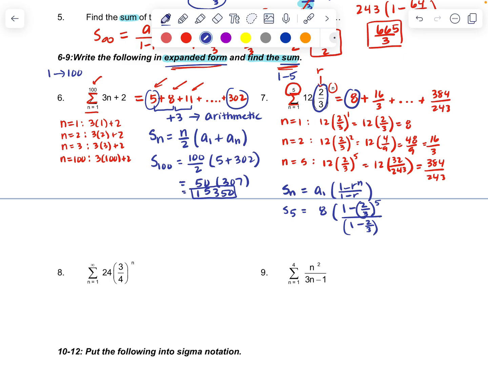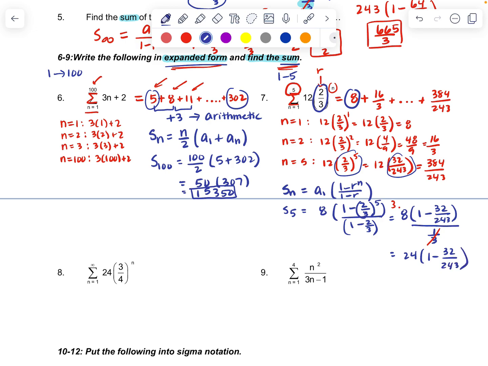And again, let's help our calculator out a little bit. So this is 8 times 1 minus, we already did this, 2/3 to the 5th power right here, right? So that's 32 over 243, and then divided by, and this guy 1 minus 2/3 is 1/3. And remember, if you're dividing by 1/3, you're really just multiplying by 3. So let's multiply that by 3. So then what are we going to get? We get that this is going to be 24 times 1 minus 32 over 243.